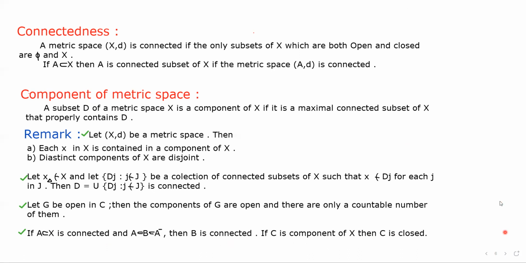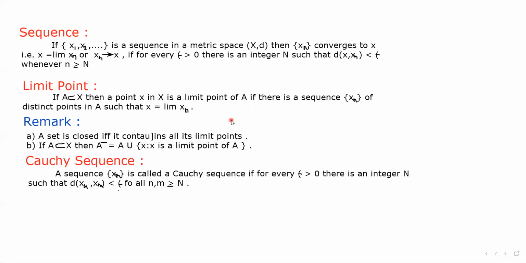Okay. And next, what is a sequence? If x1, x2, ... is a sequence in a metric space (X, d), then the sequence xn converges to x, that is, x equals the limit of xn, or xn converges to x, if for every epsilon greater than 0 there is an integer N such that d(x, xn) is less than epsilon whenever n is greater than or equal to N. Okay, what is given is that for every epsilon greater than 0 there is an integer N such that d(x, xn) is less than epsilon whenever n is greater than or equal to capital N.